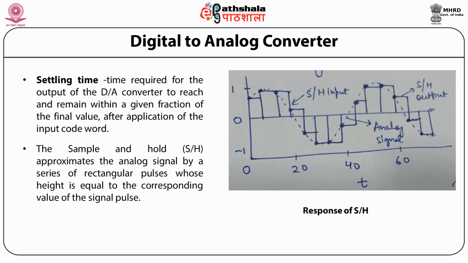The sample and hold approximates the analog signal by a series of rectangular pulses whose height is equal to the corresponding value of the signal pulse. This figure shows the response of the sample and hold. As shown, the approximation is basically a staircase function which takes the signal sample from the D to A converter and holds it for T seconds. When the next sample arrives, it jumps to the next value and holds it for T seconds, and so on.